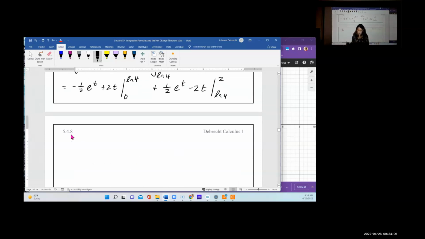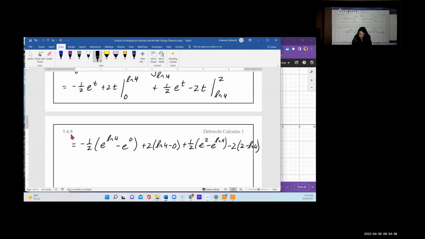Okay. So working from there, we're going to have the minus 1/2 e to the natural log of 4 minus e to the 0, plus 2 times natural log of 4 minus 0, plus 1/2 e to the 2 minus e to the natural log of 4, minus 2 times 2 minus the natural log of 4. All right, and now we are going to go ahead and multiply that out and combine like terms.